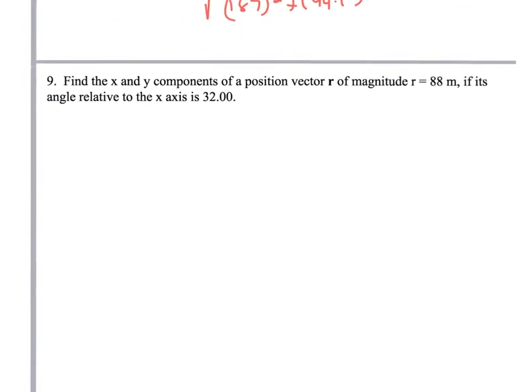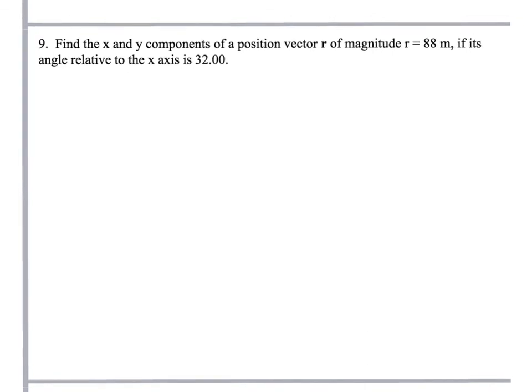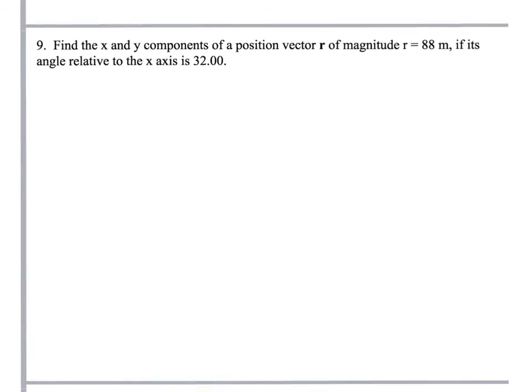And then this one is asking: find the x and y components of a position vector of magnitude r if its angle relative to the x-axis is 32 degrees. So that's a little more straightforward than our press box one. This is a pure vector analysis issue. So we want to draw our coordinate system.